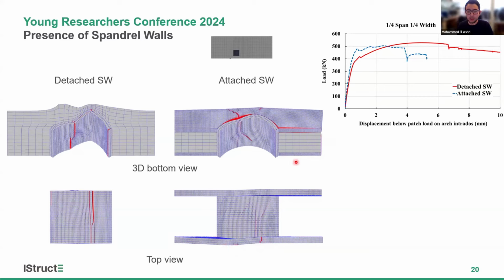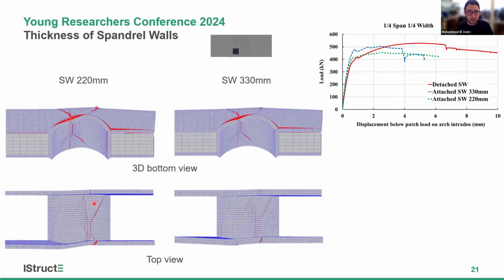Building on that, we also investigated the effect of the thickness of the spandrel walls. So we added another case where the spandrel wall thickness is decreased to 220 millimeters compared to the previous 330 millimeters. And we can see from the deformed shapes that the weaker wall suffers from more significant out-of-plane deformations. This also affects the failure load shown in green here. This indicates the importance of including the spandrel walls in our models.